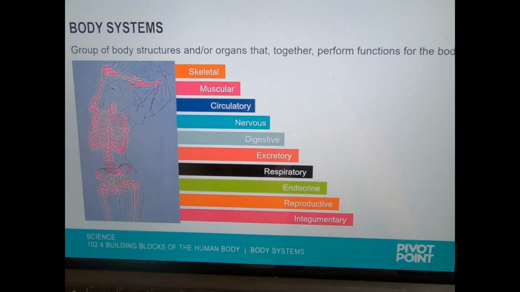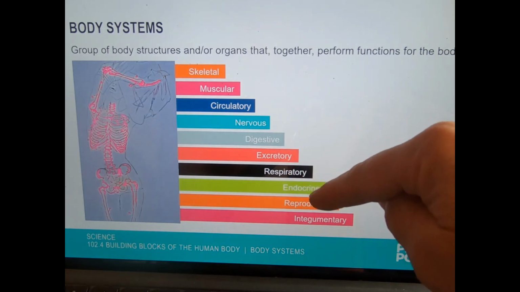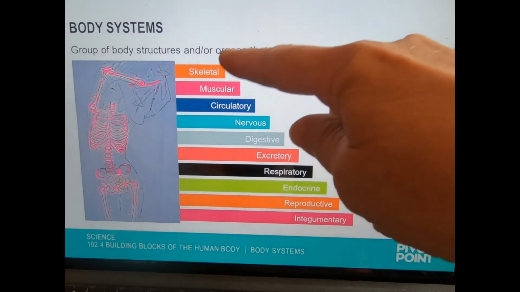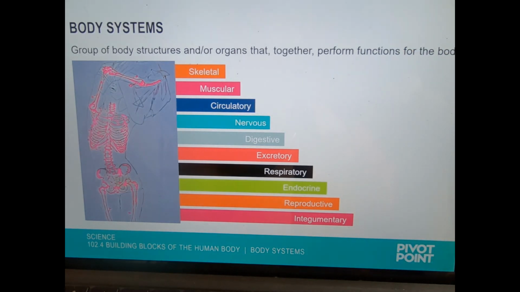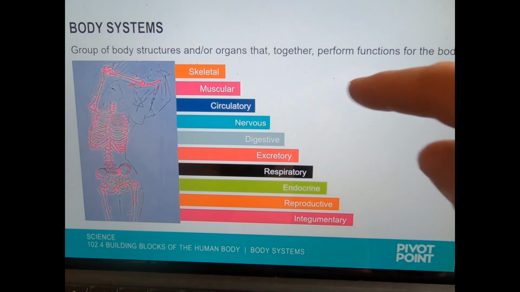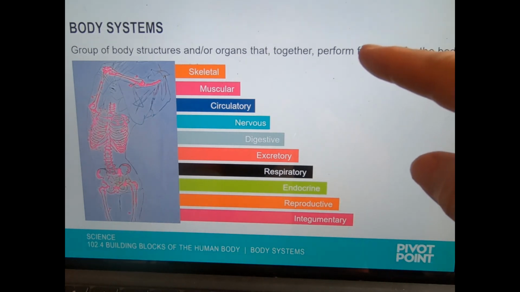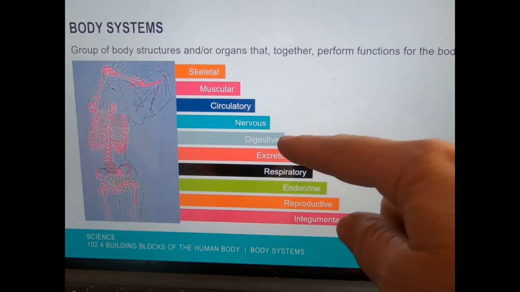Okay, then we go to systems, groups of body structures and or organs that together perform functions for the body. So there's 10 systems. All right, skeletal. Again, that's going to be the first one we're going to cover after this. That's our bones, our muscles, then our heart and our veins and arteries, our circulatory. Then we're going to talk about our nervous system. We actually have 3 different kinds of nervous systems in our body. These we're just going to cover very briefly.